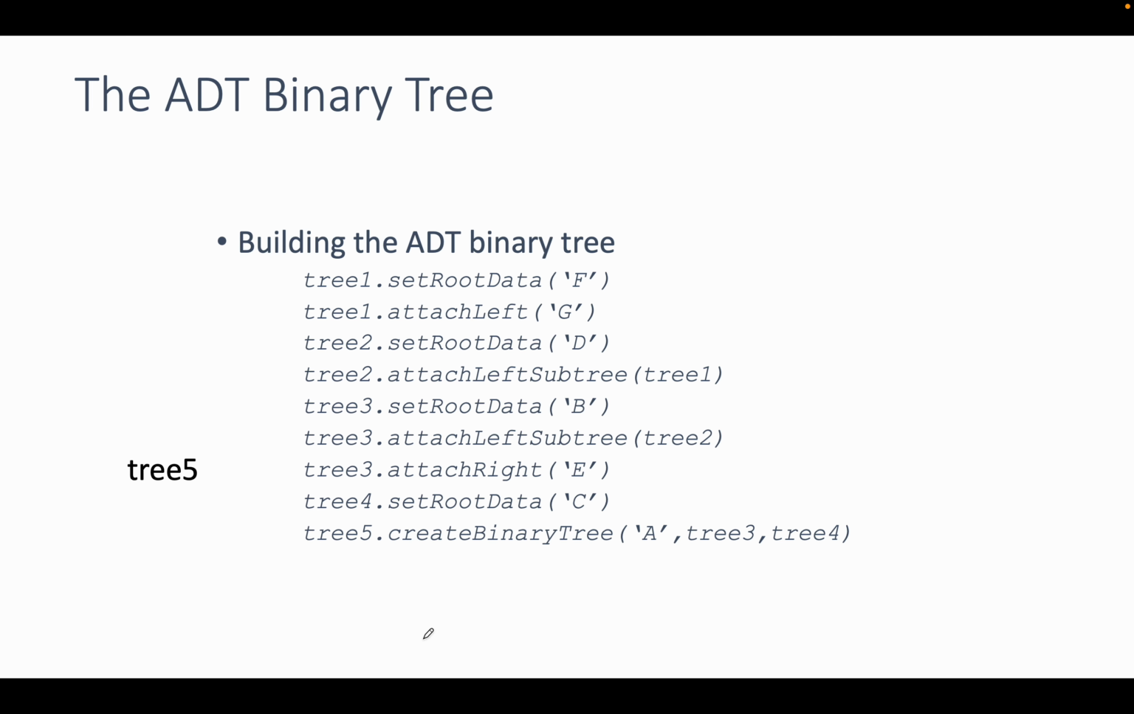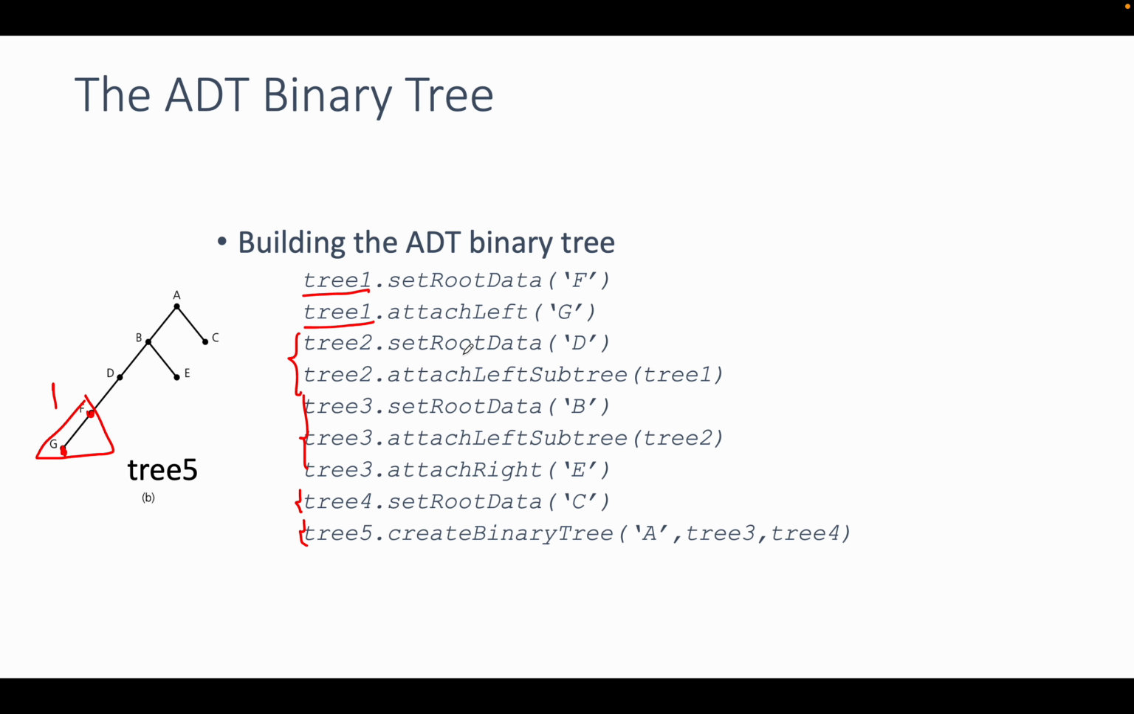Alright, so here is the example of the tree. Okay, you can see here we have tree 1, tree 2, tree 3, and tree 4, tree 5. Then how can we connect all those together? So you can see that in the end, after you get root data as A, and then get the G as the left subtree, then you get this one as T1.